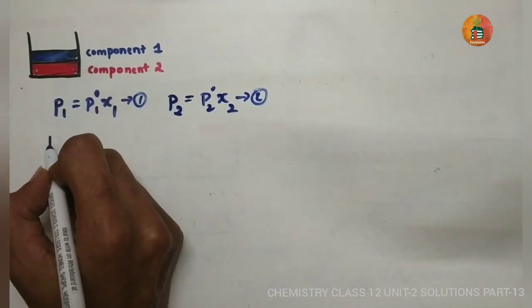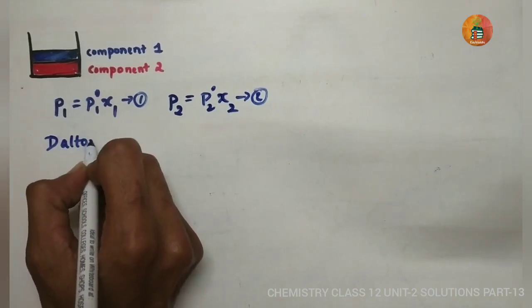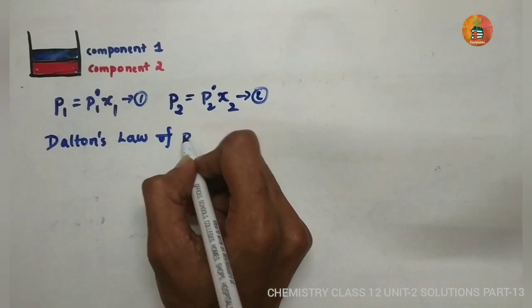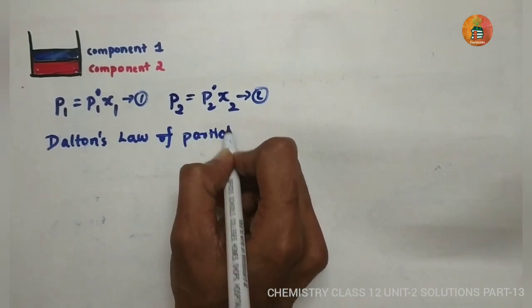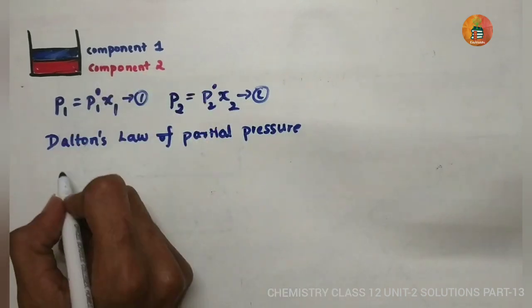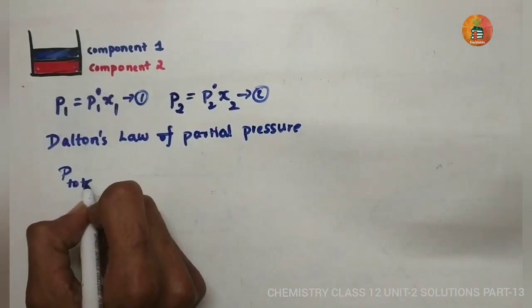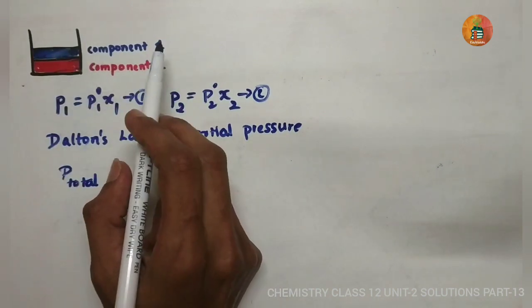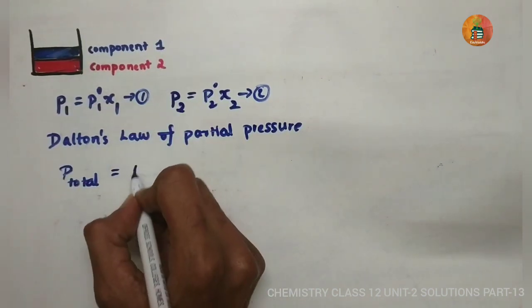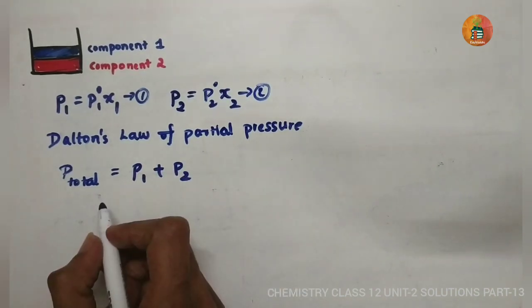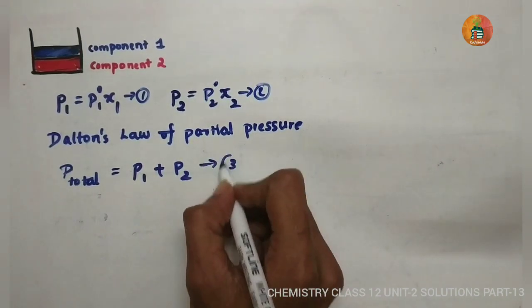And according to Dalton's law of partial pressure, we can write the total pressure of this solution, represented as P total, as the summation of partial pressures of all the components. Since there are two components here, it will be the total of the partial pressures of the two components, that is P1 plus P2. Let it be equation number 3.